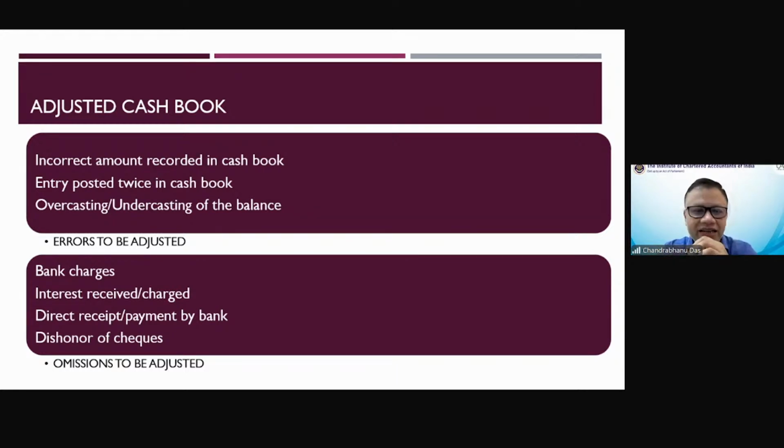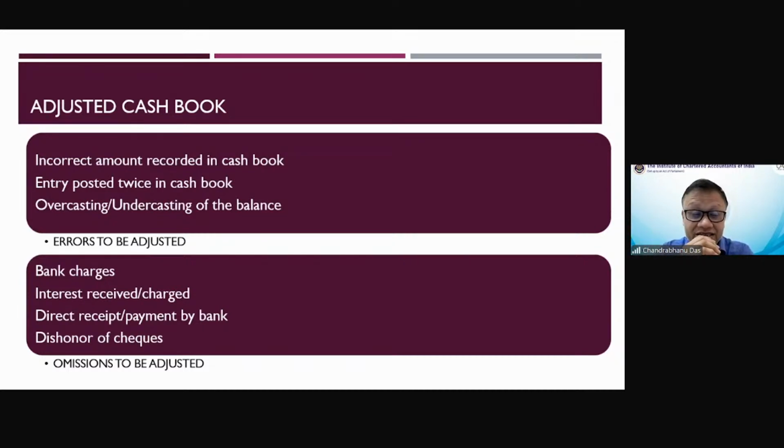You can look at this slide here. I think it is visible to all of you. So errors are generally the incorrect amount which is recorded in the cash book. You are adjusting in the cash book an entry which is posted twice in the cash book. Either the balance is more, overcasting, or the balance is less, undercasting. These are the errors which you are adjusting.